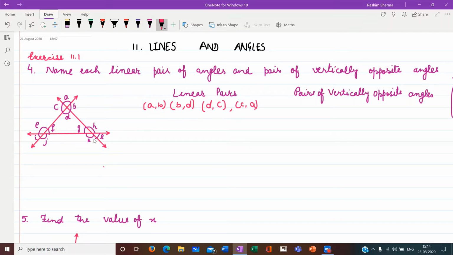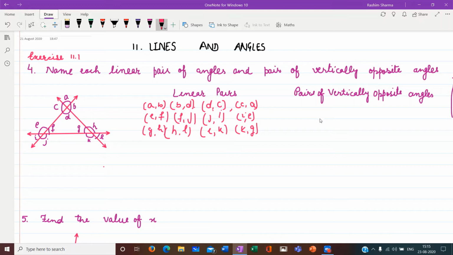Let us come to the other vertex. Here we have E and F. So EF, then FJ, then we have J and I, then we have I and E. Let us come to the third vertex. Here we can see G with H, H and L, and then we have L and K, and the last is K and G. So all these are linear pairs here.